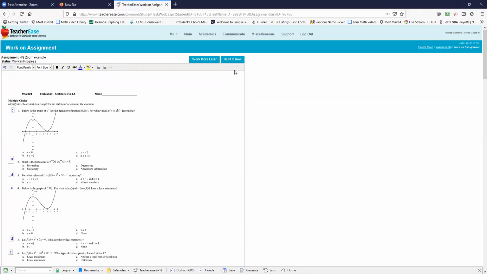It will send it to me and I will mark it, and then I will grade it and put the marks directly in. Everything is going to happen in Teacher Ease. It's all going to be in Teacher Ease. The test is in Teacher Ease. The marks later on will be in Teacher Ease. And that's the way it's going to work.